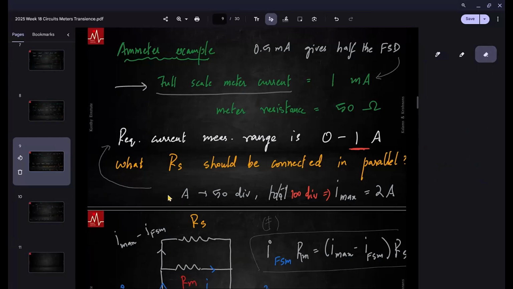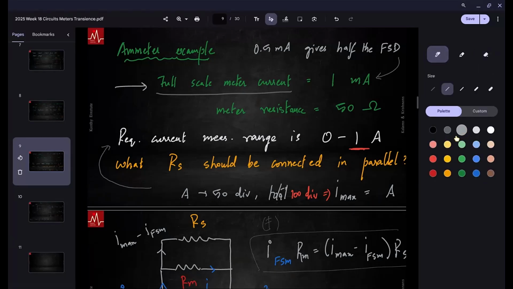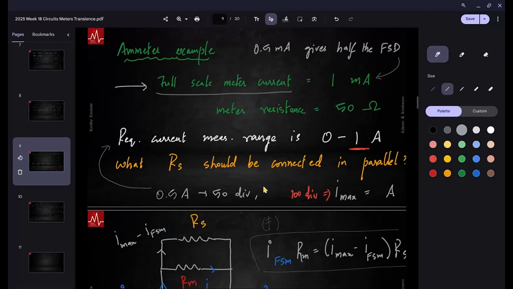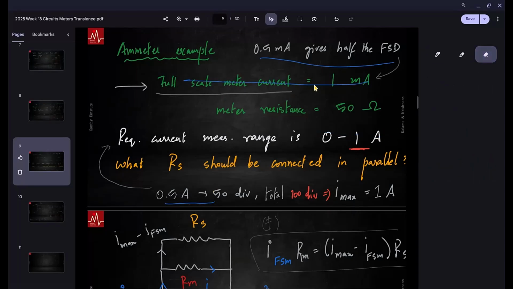In fact, for the same 1 amp, they can tell you 0.5 amps gives 50 divisions, total is 100 divisions. So again, they are referring to I max. Be prepared for this wordplay. They could have given you this information instead of this, or this information instead of this. Two equivalent things.